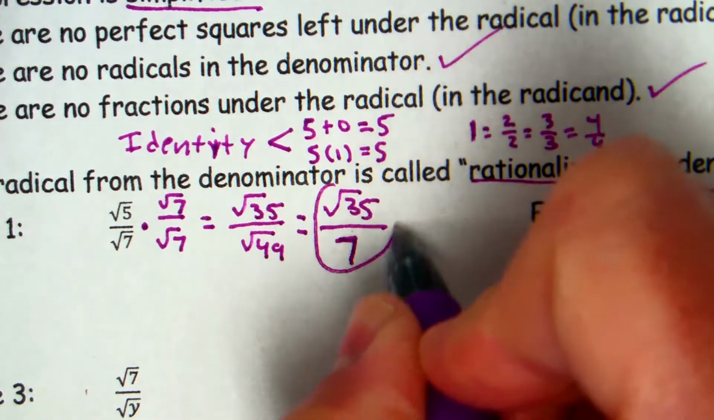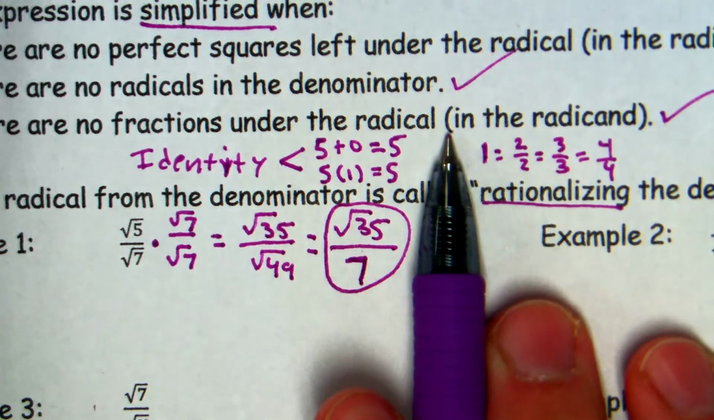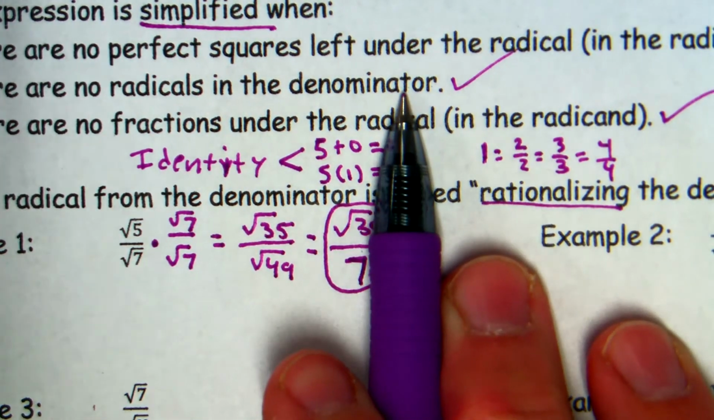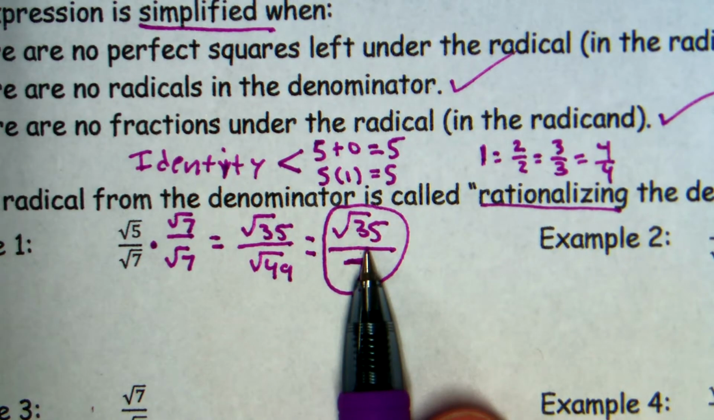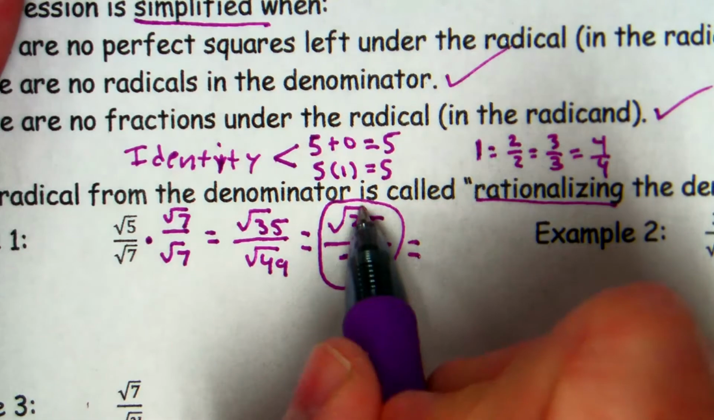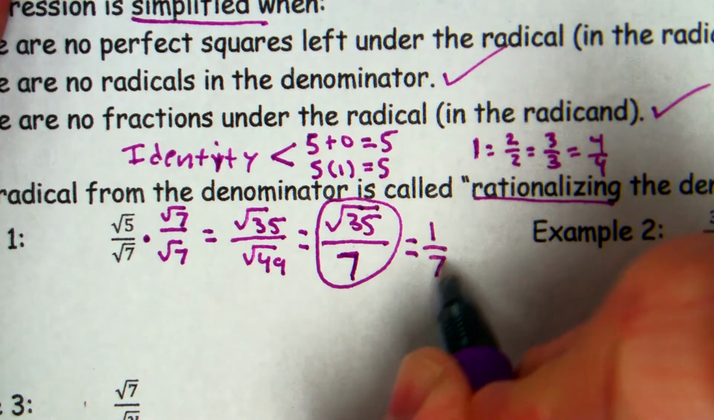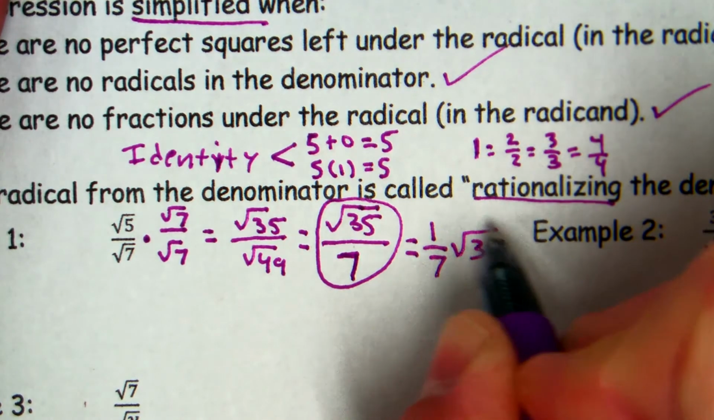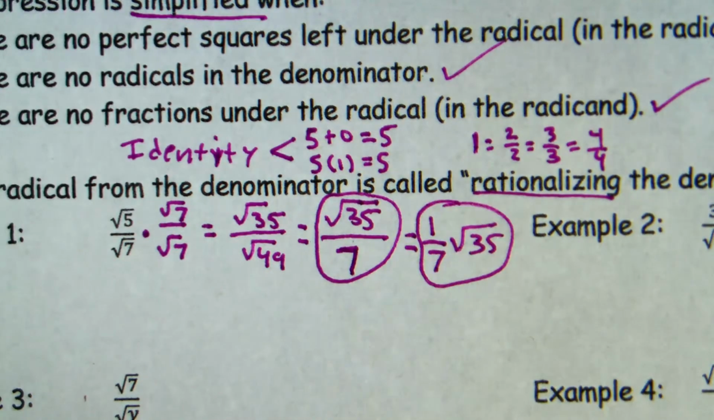This is considered to be simplified because there's no fractions under the radical, there's no radicals in the denominator, and there's no perfect squares hiding inside of this radical that I can get rid of. As kind of an extension, it's worth noting that dividing by 7 is the same as multiplying by the reciprocal 1/7. So you're going to find that a lot of people write this as 1/7 radical 35.